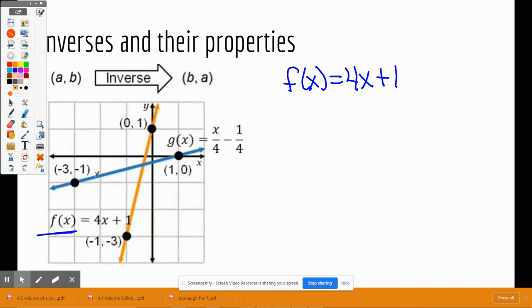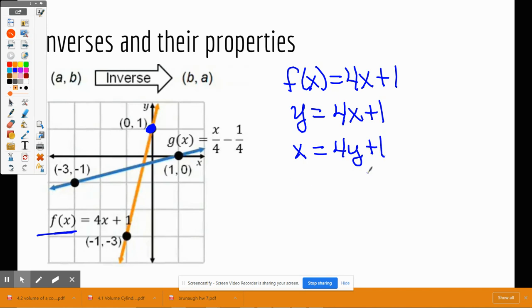So one way you could find the inverse of 4x plus 1, which is this orange graph actually, is taking some points on it and just switching them. So (0, 1) would become (1, 0). (-1, -3) would become (-3, -1). Or you could know that this is the same thing as y equals 4x plus 1, and then you could switch the x and y.